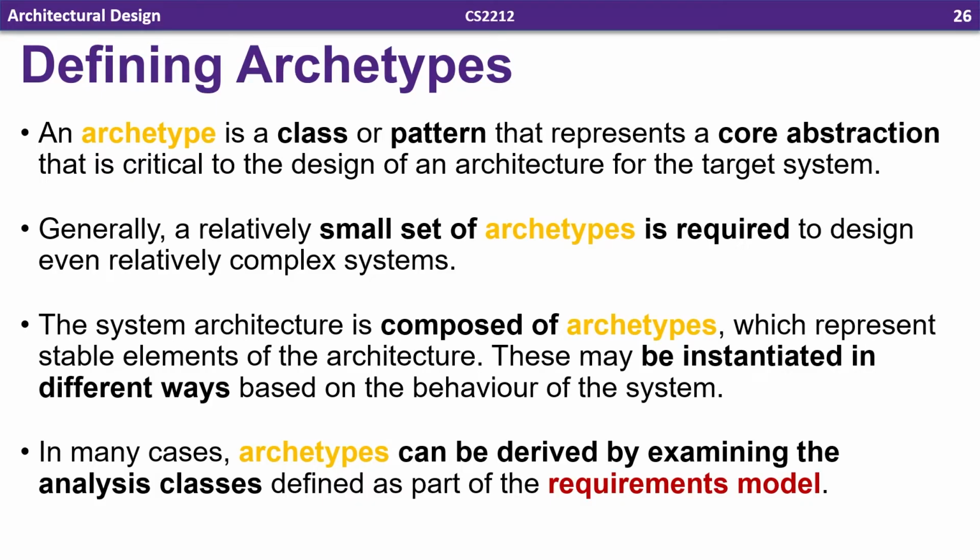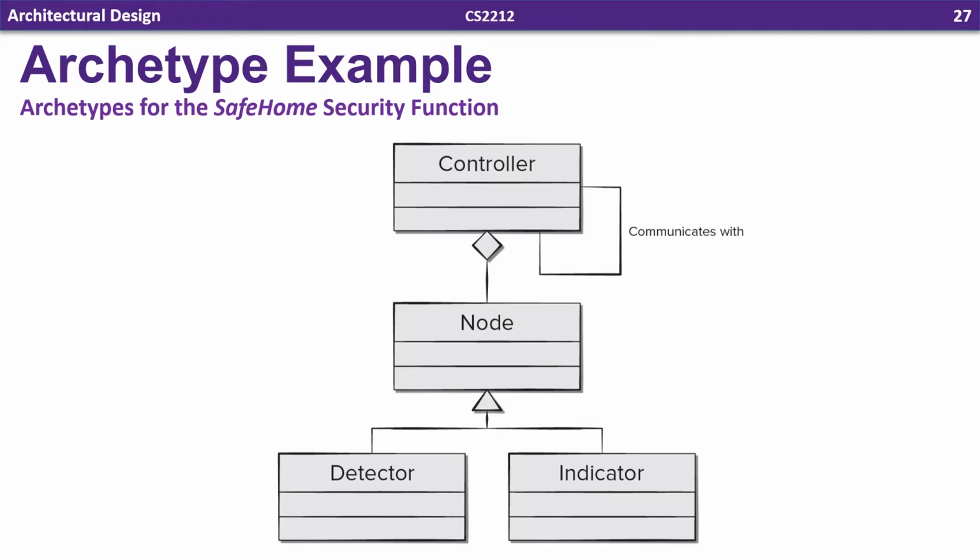In general, we normally don't need too many archetypes to define a system's architecture. A small set of archetypes can design a relatively complex system. We can figure out what type of archetypes we need by examining our requirements model, specifically the analysis classes that we've already discussed in a past lecture. Let's take a look at an example.